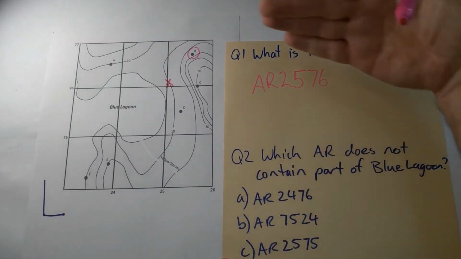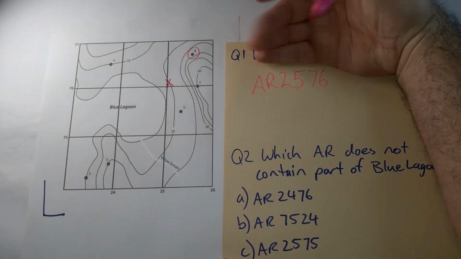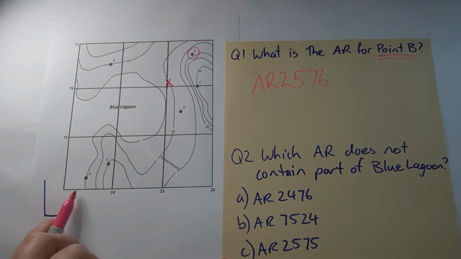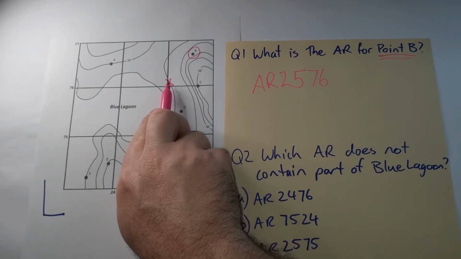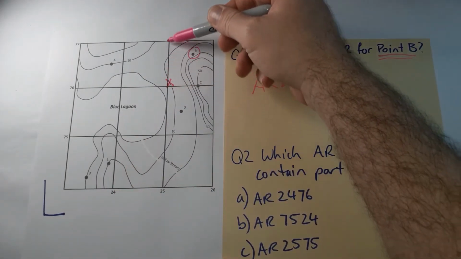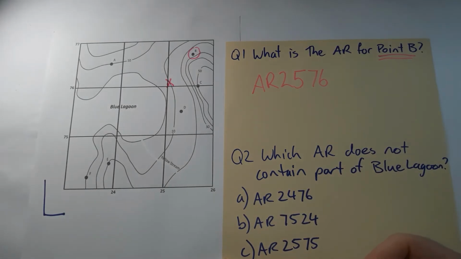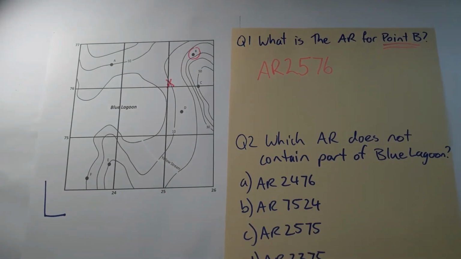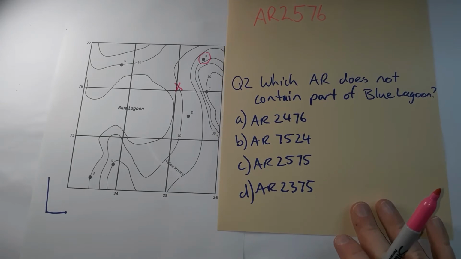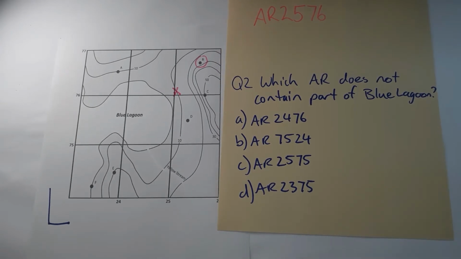So if you were someone who saw that code, you started here, you went across to 25, up to 76, and you knew that you're in the bottom left-hand corner, you'd be able to say, well, point B sits within that box. We've got to do a very similar thing, but just in a multiple choice question.